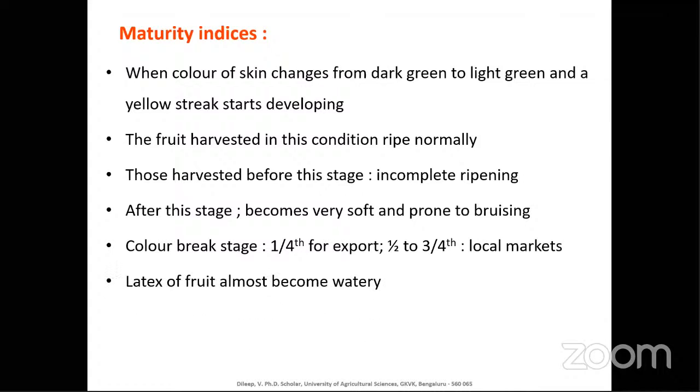And the latex of the fruit will almost become watery. So this is one of the maturity indexes. And the flesh color changes. Now the flesh will be almost greenish yellow to, I mean, sorry, not pink, that is orange to yellow, or it may be red.